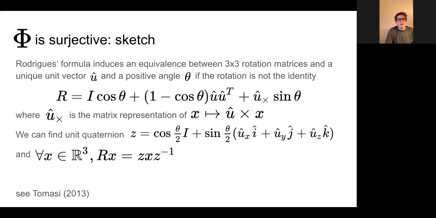And we can further use another identity to find a unit quaternion from the axis and angle, and that's defined as z equals cosine theta over 2 in the real part, and then in the pure part, sine theta over 2 times the dot product of u and i, j, k. So then we can show that for all x in R3, the action of the rotation matrix on x is equivalent to applying the conjugation map to x using the unit quaternion that we found, z. And this is all from course notes from Tomasi in 2013.